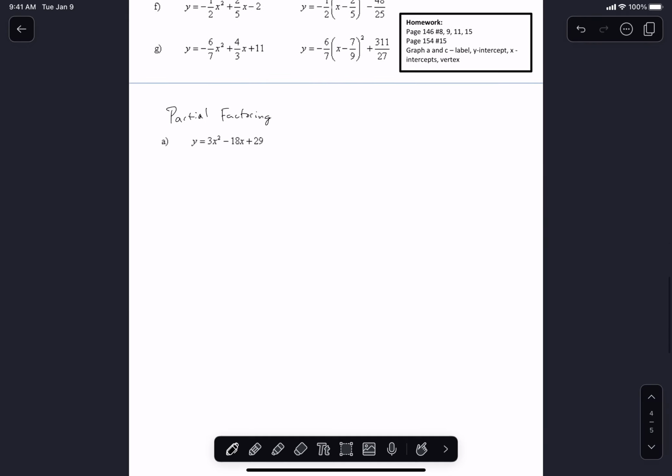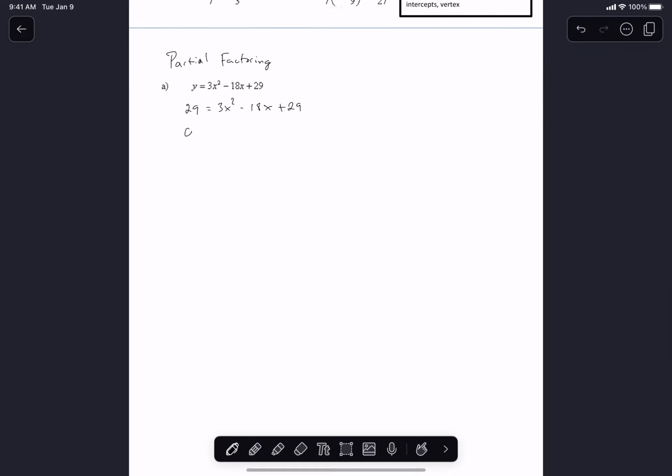So what we said the other day was, if I pick some arbitrary point with the same y value, in this case the y-intercept, I'm gonna pick 29 as the y value. I'm gonna solve for both x values that correspond with that 29, right? So it's 3x squared minus 18x plus 29. And then if I subtract 29 from both sides, I'm going to get 0 is equal to 3x squared minus 18x.